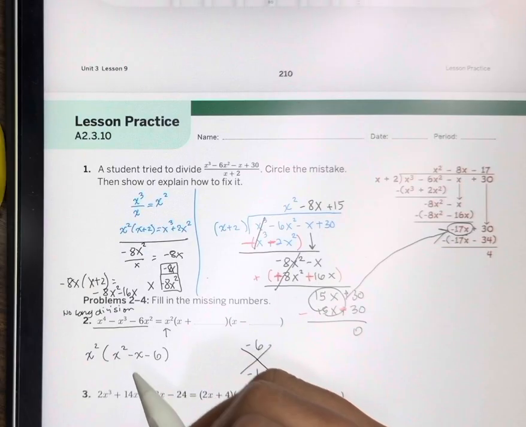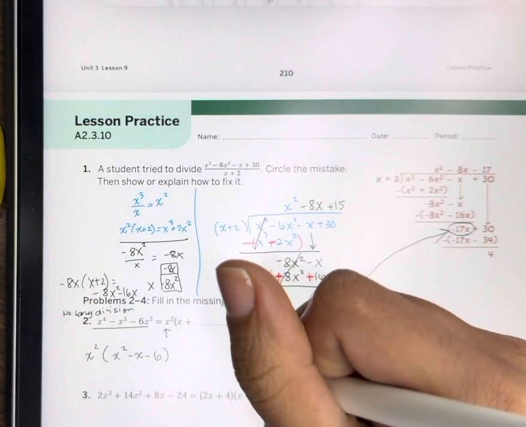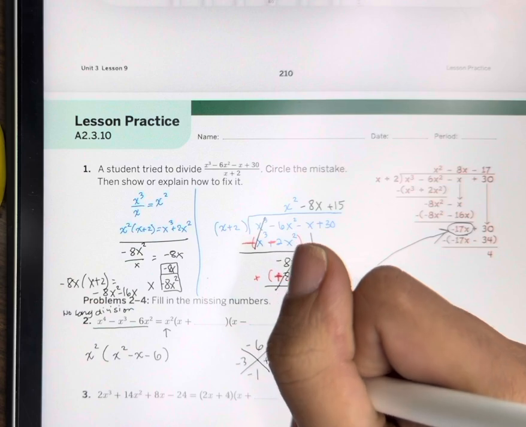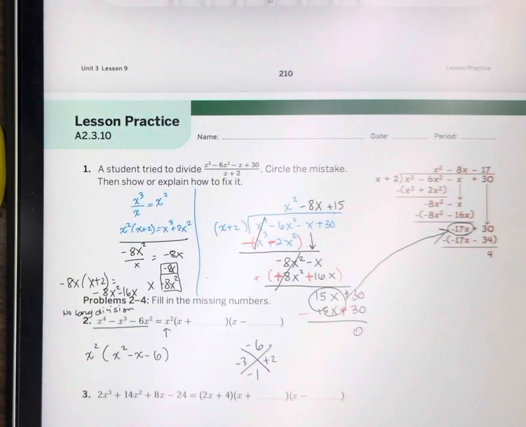Negative 6, negative 1. So that's going to be a negative 3 and a positive 2. Negative 3 times positive 2 is negative 6. Negative 3 plus 2 is negative 1. So that means that this part factors even further into x minus 3 and x plus 2.